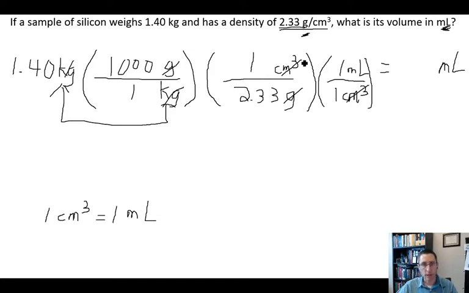I then canceled grams and left me in cubic centimeters. I then got rid of cubic centimeters and left me in milliliters. So that's the roadmap. Now I multiply across the top, 1.4 times 1,000 times 1 times 1, and divide that by 1 by 2.33 by 1 centimeter.